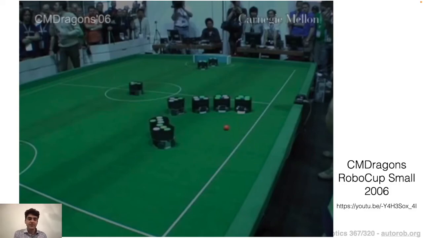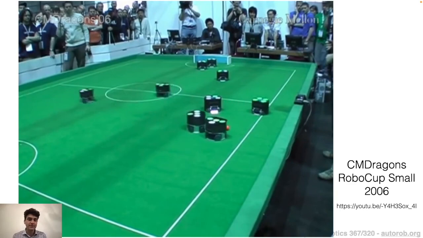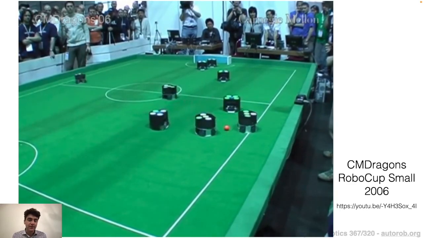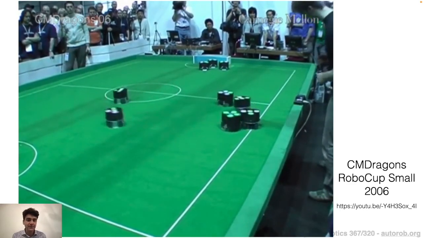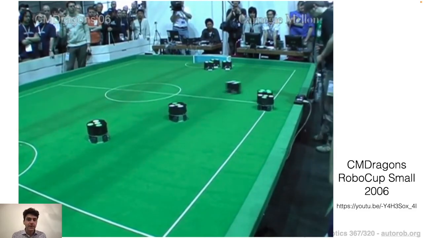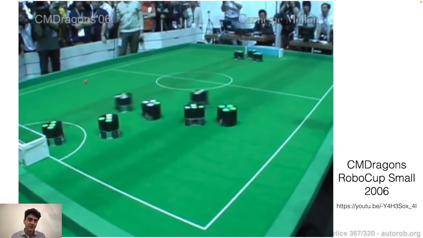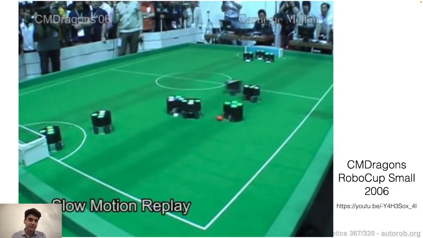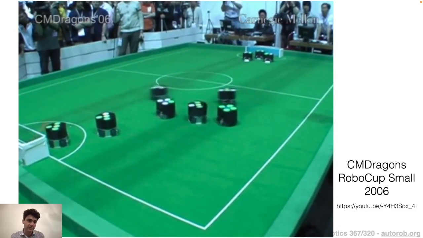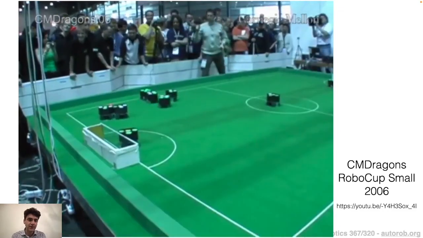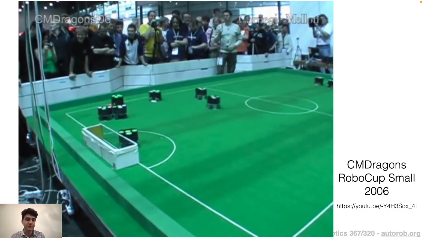RoboCup is a fairly famous competition from the robotics community where teams of robots compete against each other in soccer. In this particular video, we'll be looking at the team of robots from Carnegie Mellon University competing in a 5 versus 5 game of soccer as they try to score a goal. The first thing to note is each of the robots is propelled by a set of wheels underneath the base of the robot and has a motorized actuator, as shown here with the kick, that allows it to essentially kick the ball as a projectile.